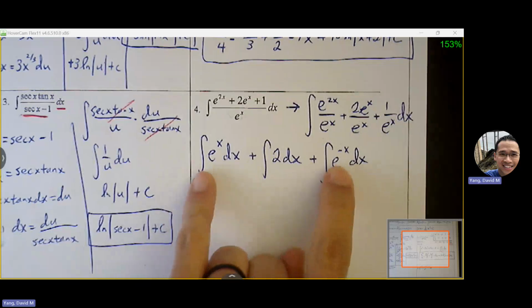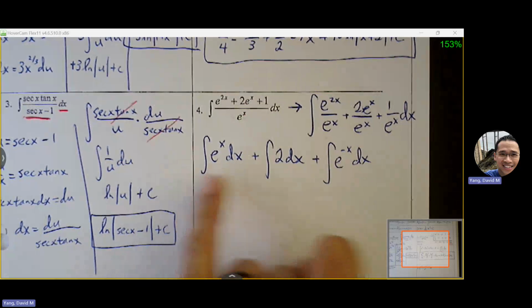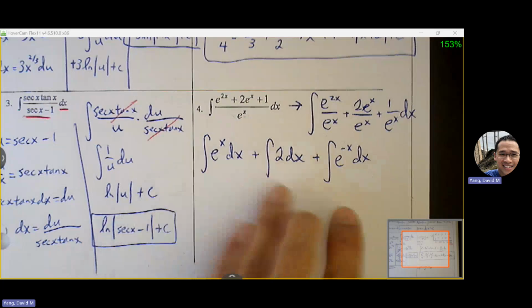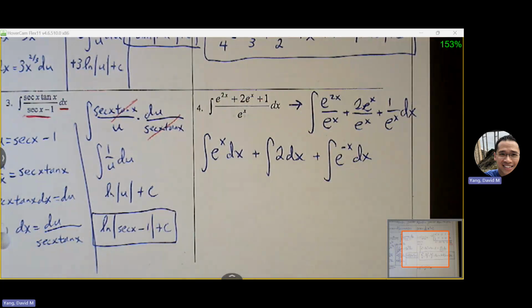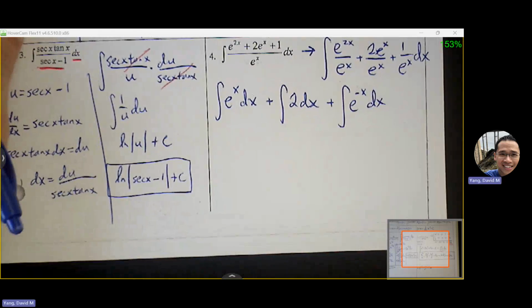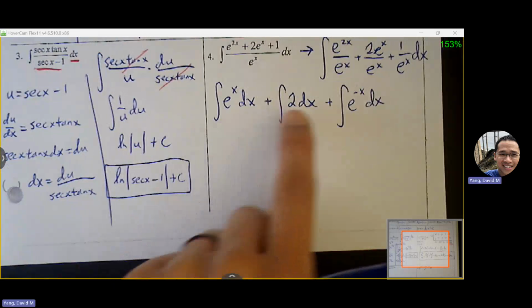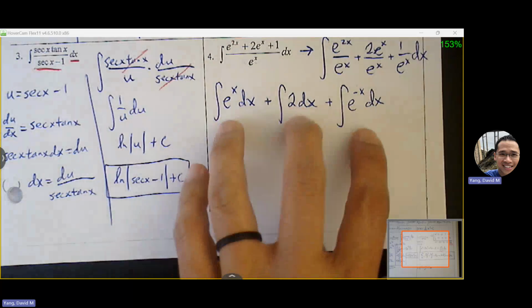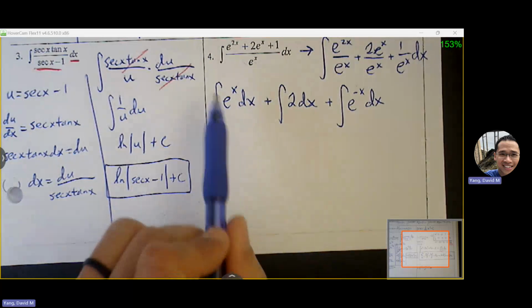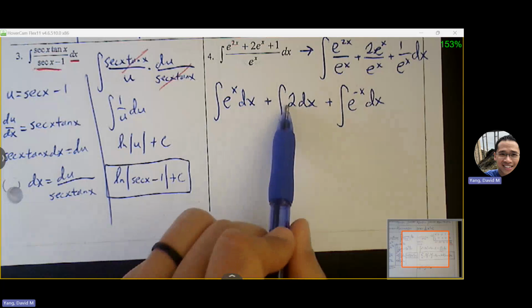You don't need to do all 3 separate integrals. I just want to highlight and emphasize that these are 3 separate problems, right? You can make a separate rule for each, and we don't have to consider what's happening around it. Each of them is its own independent rule. So e to the x is e to the x. That's nice. 2 is 2x.